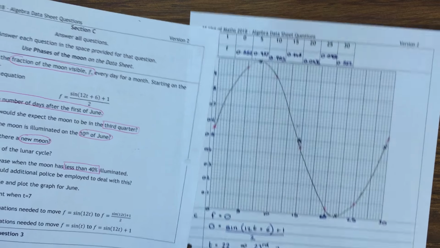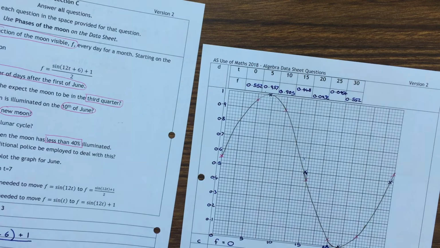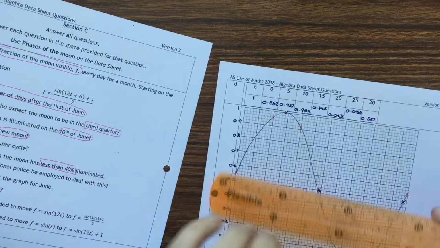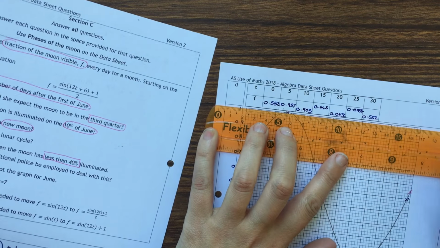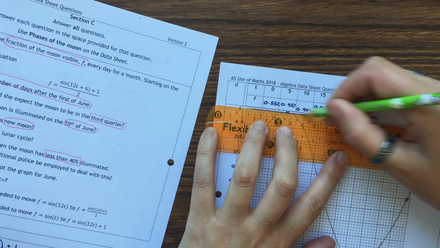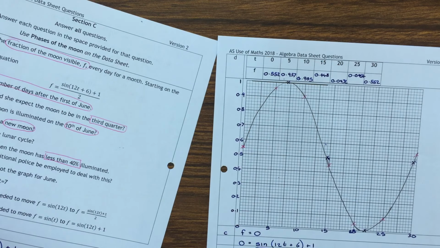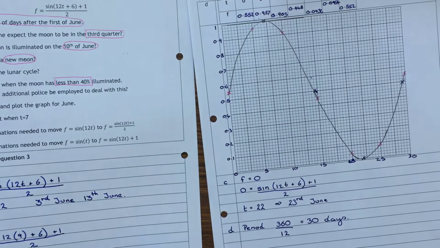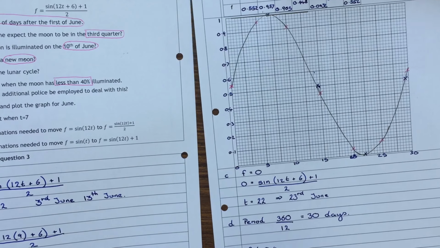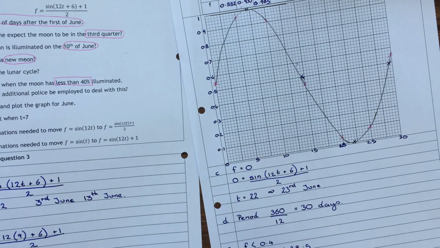And it asks about the gradient when t is 7, and that happens to be our maximum point. So you end up with a gradient that goes flat along the top. So you've got gradient of 0 at that point. There we go. So gradient equals 0 because it's the maximum point.